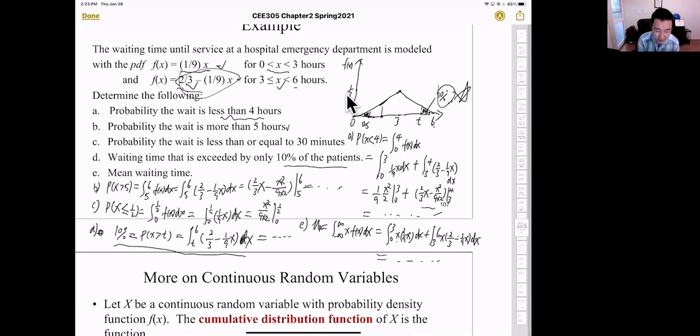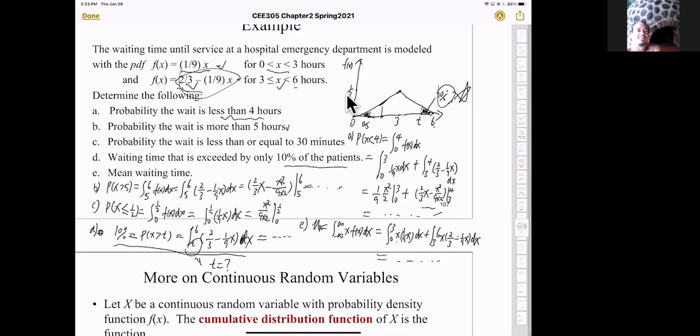For parts A and B, we know the range of integration, for example from 5 to 6. But for this part, we know the probability, which is the area under the curve, is 10%. What we try to do is find out what T is.